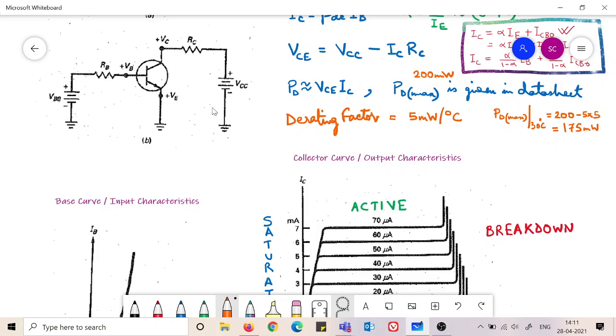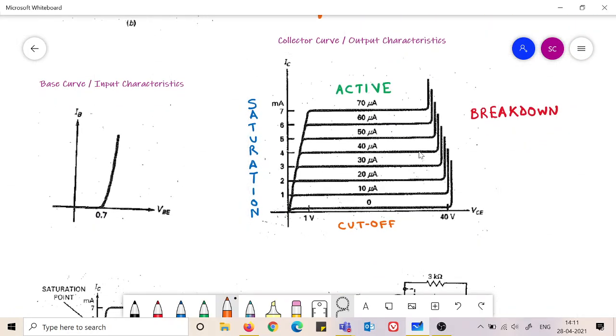For a particular IB, you can now change this VCC. To set up a particular IB, you now change this VCC. What will happen? You plot your VCE and IC, and you will get a curve like this. Now you increase your IB, you will get another curve. You decrease your IB, you will get another curve. But all these curves will look exactly similar. They have similar characteristics. So these are the IC versus VCE curves for different values of IB, 10, 20, 30, 40, like this.